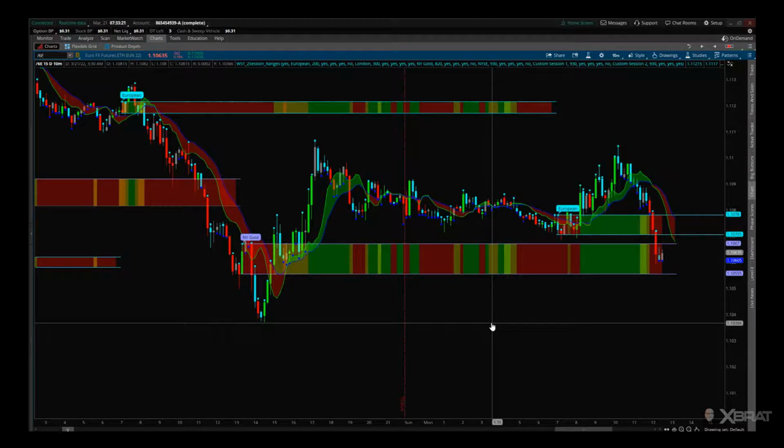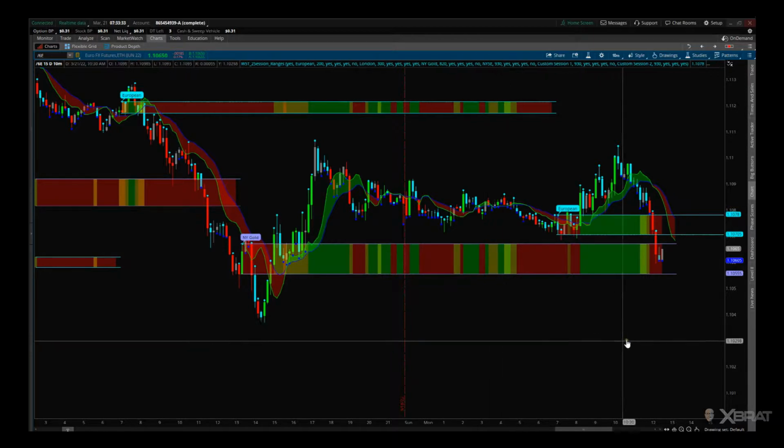And we use the 10-minute on currencies. This was the example on this. We use 5 minutes on energies and metals, and we use 15 minutes on those indexes. So great little trading tool, available for lots of trading platforms.